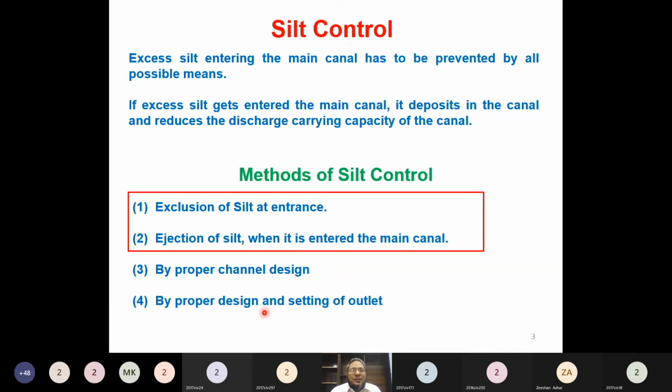Number 4, proper design and setting of the outlet. Outlet means the head regulator of the main canal. So if it is properly designed and its crest is properly designed, considering which part contains less sediment and which more sediment, then we can also control the entry of sediment into the canals.